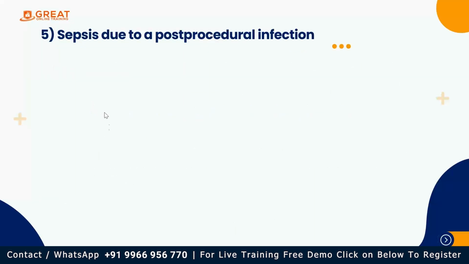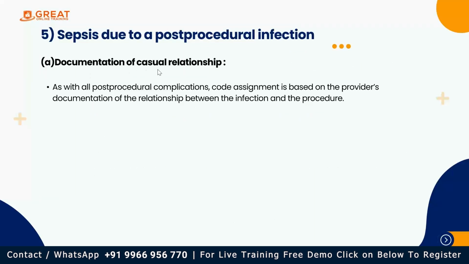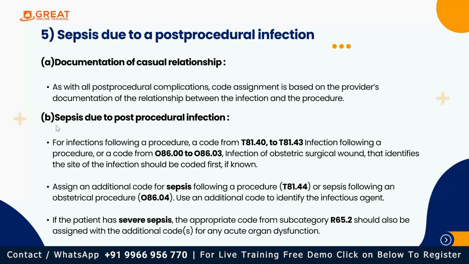With guidelines, sepsis due to post-procedural infections, documentation of a causal relationship. As with all post-procedural complications, code assignment is based on the provider's documentation of the relationship between the infection and the procedure. Whenever you have to code post-procedural complication, remember that code assignment is based on physician documentation of relationship between infection and the procedure. Then only you can use post-procedural complication code.